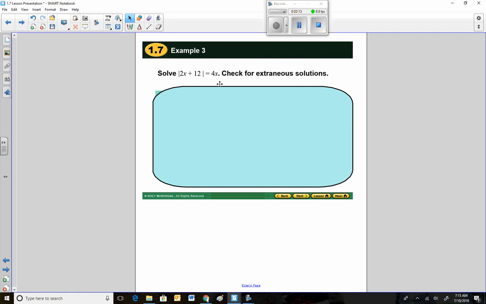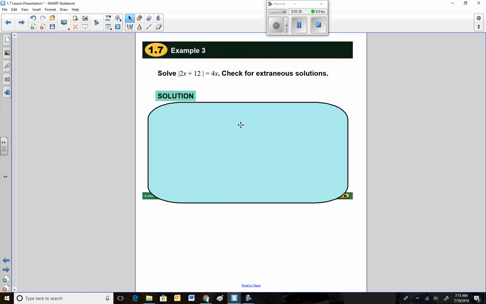All right, here we go again. Now, this one's a little different. From examples 1 and 2, we had it equal to a number. Now we have it equal to 4x. So that's when you have to check for extraneous solutions. If you see variables on both sides of the equal sign in an absolute value question, you have to check for what's called extraneous solutions. In other words, solutions that don't work.